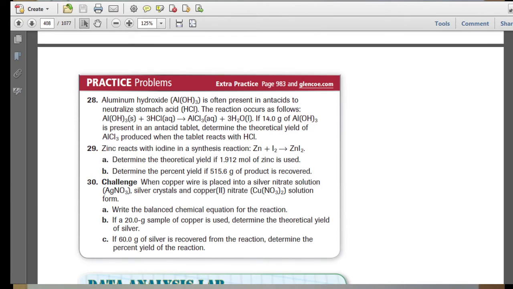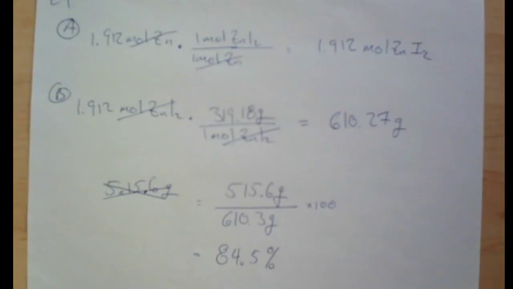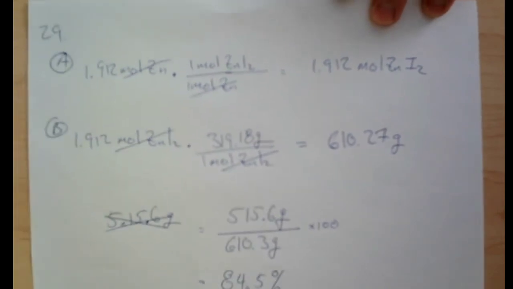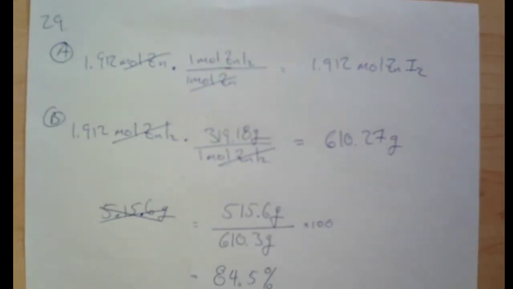At this point, how about we pause the video and try practice problem number 29. Here are your answers to practice problem 29.